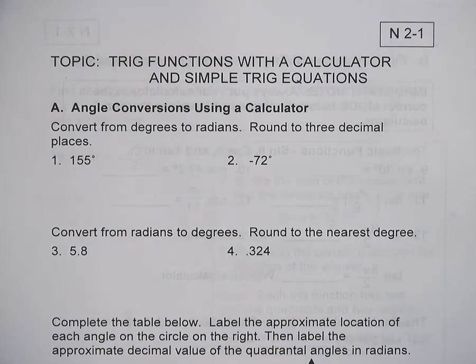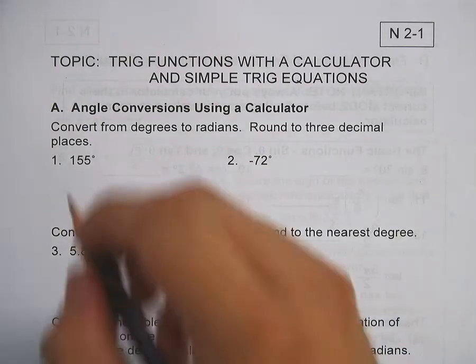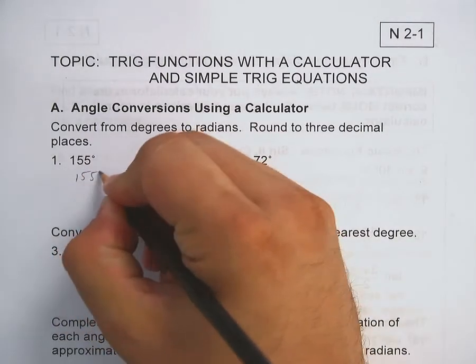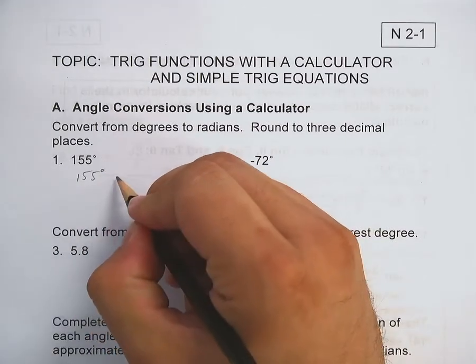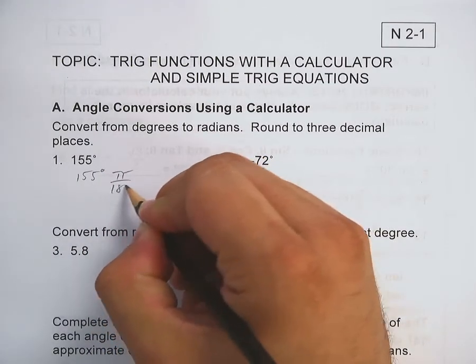Finally. So, a couple of things here. Angle conversions using a calculator. You want to convert from degrees to radians. Let's convert 155 degrees to radians. 155 times pi over 180.